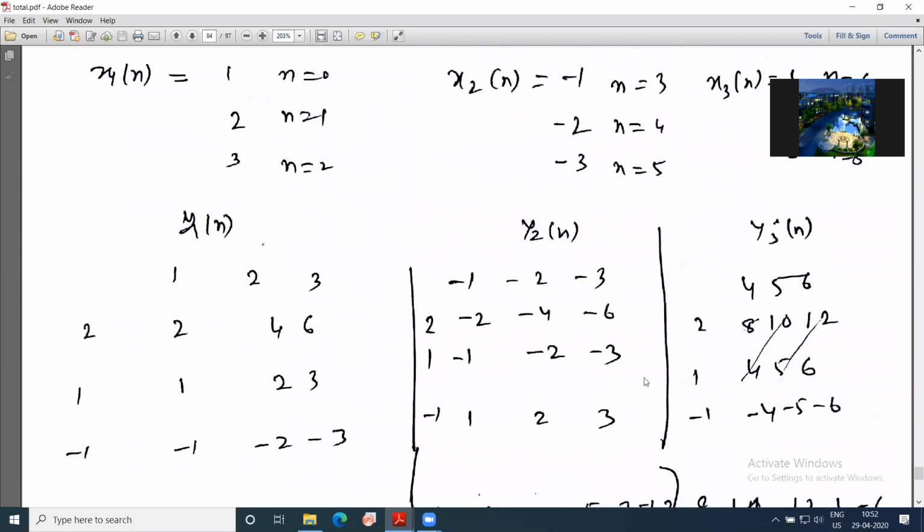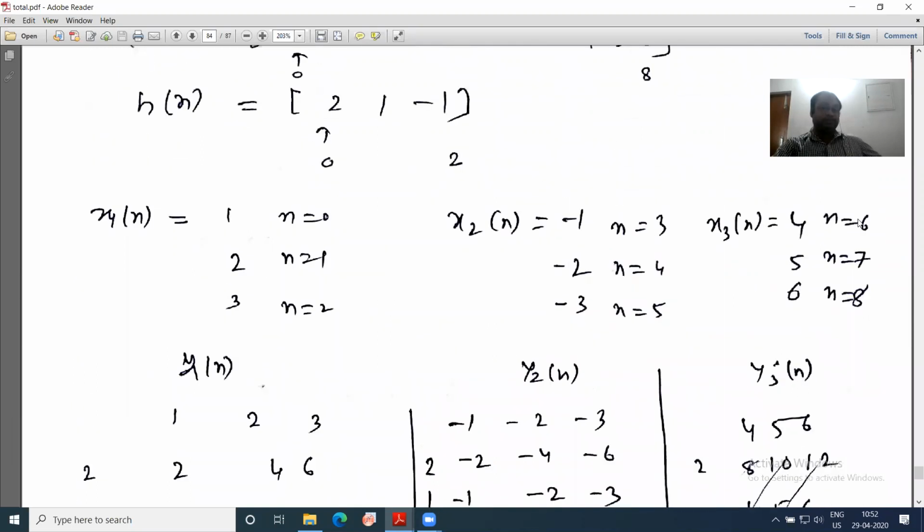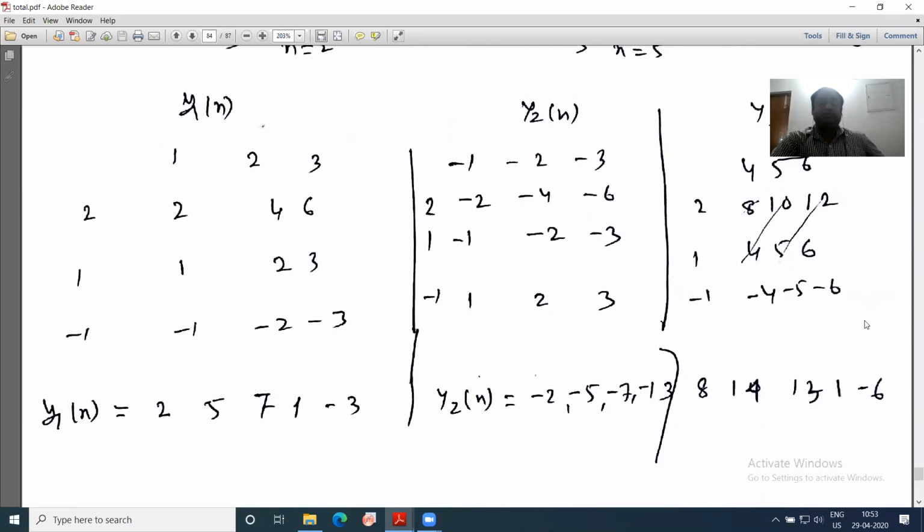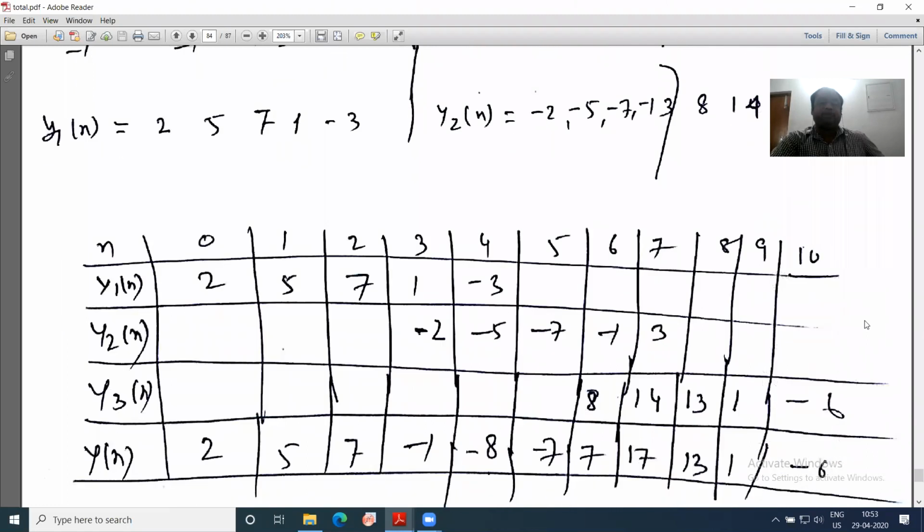Now let us look at y3 of n. What will be the limit? This is 6 and this is 8. 6 to 10. Agreed? Everybody? Fine. So this will be 6 to 10. If this is 6 to 10, then you see this is 6, 7, 8, 9, 10. Now see where the overlaps are.